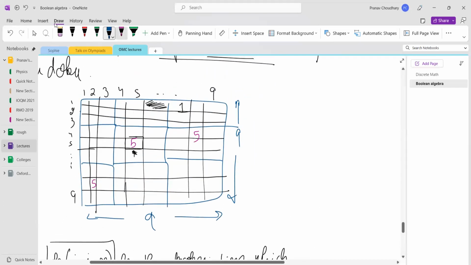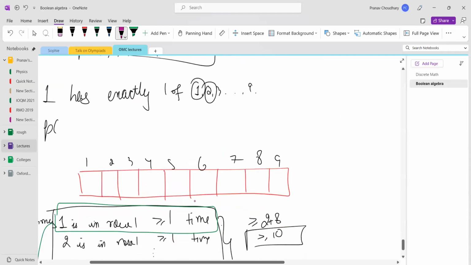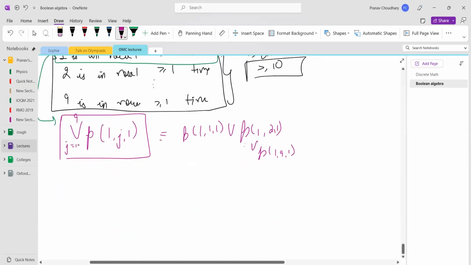So let's consider this cell here. Suppose I place 9 here. So 9 is there in the cell 1 comma 3, right? Which means P1 comma 3 comma 9 is true. Is this clear? But P1 comma 3 comma 7 will be false, right? Because 9 is already there. Is that clear? Yes, sir. Thank you. Cool.